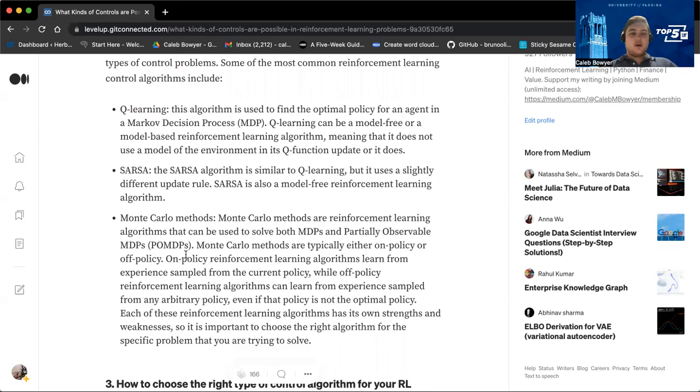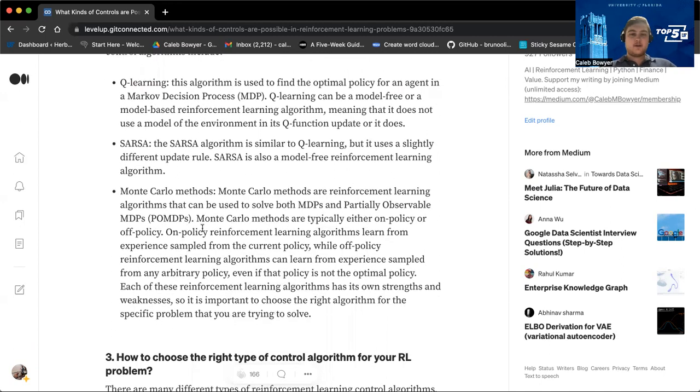But Monte Carlo methods are interesting. These are RL algorithms that can be used to solve both MDPs and partially observable MDPs called POMDPs. And I'll be talking about these more in the future, because this is the kind of model I use in my own research, and I have extensive experience with them.